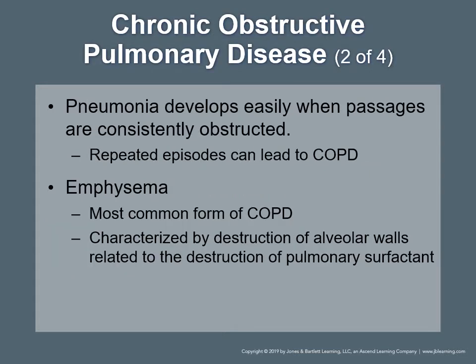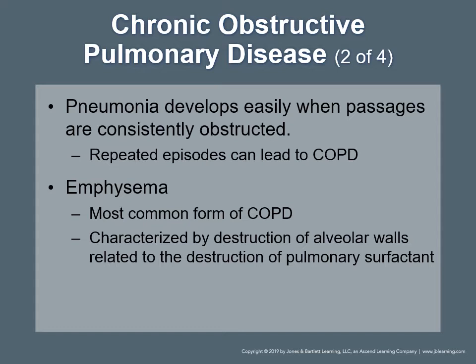Pneumonia develops easily when passages are consistently obstructed. Repeated episodes can lead to COPD. Emphysema is the most common form of COPD, a degenerative condition characterized by destruction of alveolar walls related to the destruction of pulmonary surfactant. Large holes are left in the lung that resemble an air pocket or cavity. It is an irreversible condition.